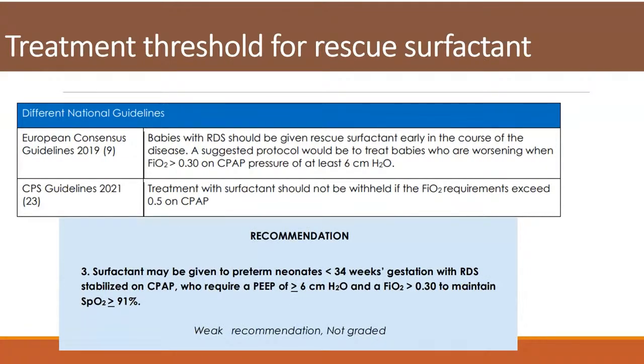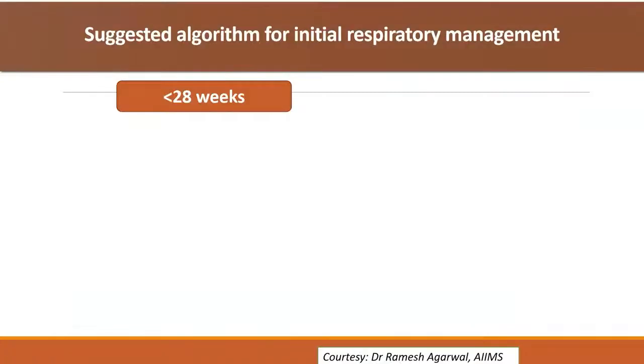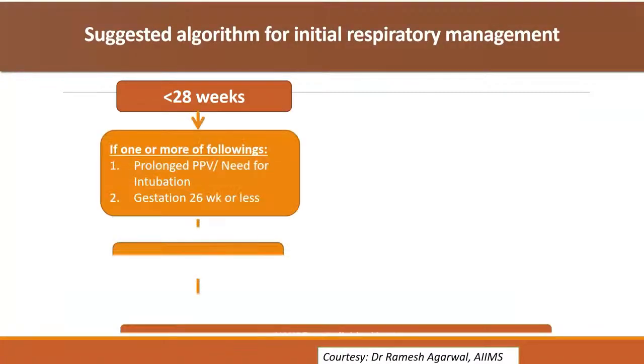So most bodies seem to agree that surfactant must be reserved for preterm neonates having significant signs of respiratory distress syndrome as identified by a requirement of PEEP more than or equal to 6 centimeters of water and a FiO2 more than 30% to maintain saturations more than 91%.